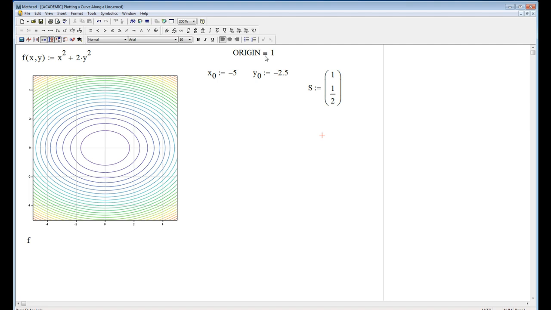MathCAD is one of the only programs I've ever seen that lets you have an initial vector address of zero, so that the first element of a vector is the zeroth element. Most programs, most languages will have that be one. Since I want this to be the first element and that to be the second element, I'm setting the origin equal to one.